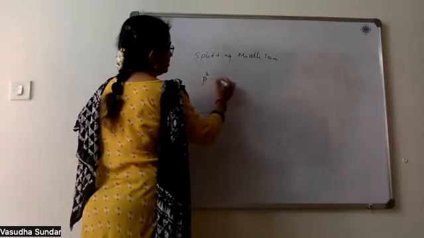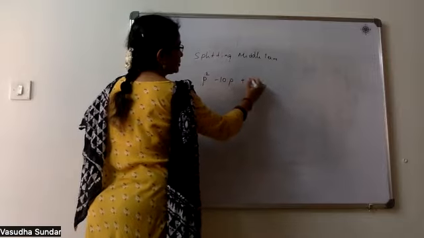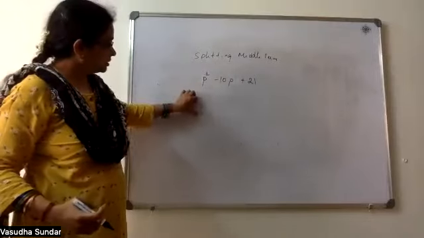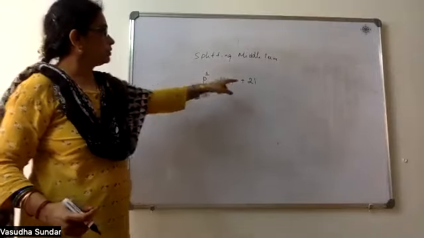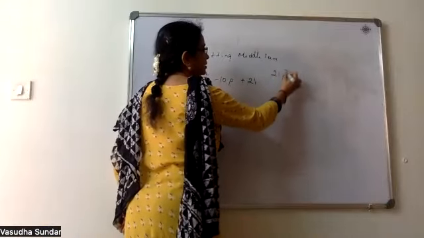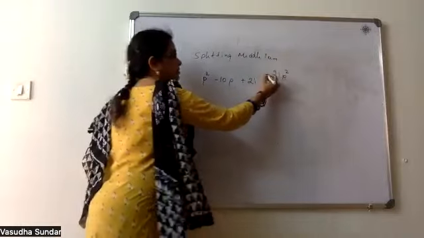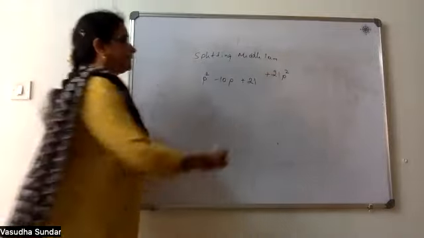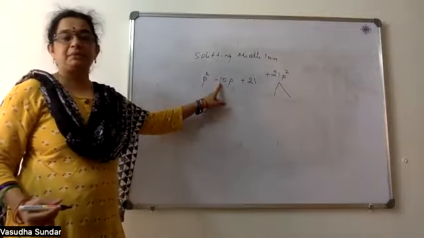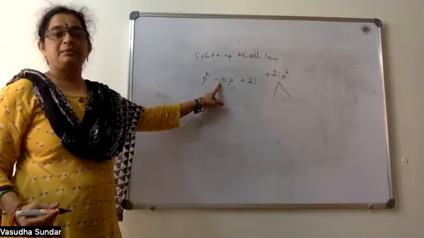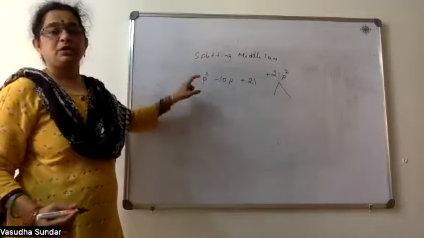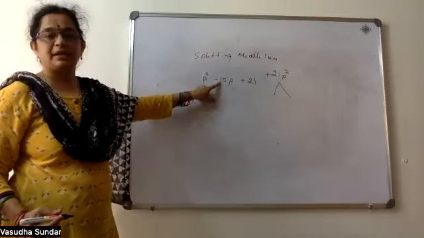p squared minus 10p plus 21. A little different. Now see here. Now what do you know? The product should be 21 p squared, plus 21 p squared. Now what should be the sum? It should be minus 10p. So your product is plus, your sum is negative.